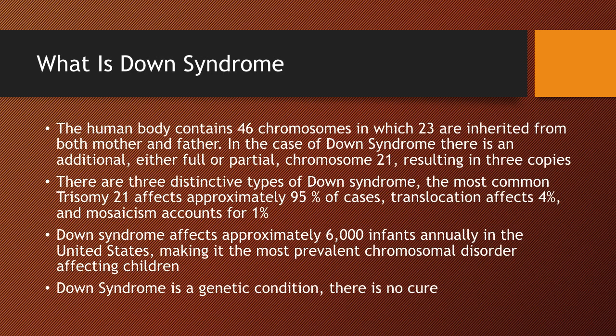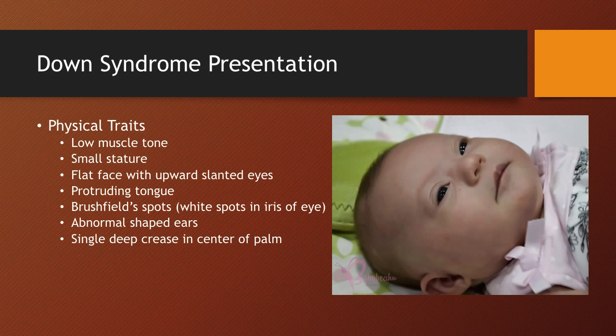Down syndrome affects approximately 6,000 infants annually in the United States, making it the most prevalent chromosomal disorder affecting children, and Down syndrome is a genetic condition. There is no cure.